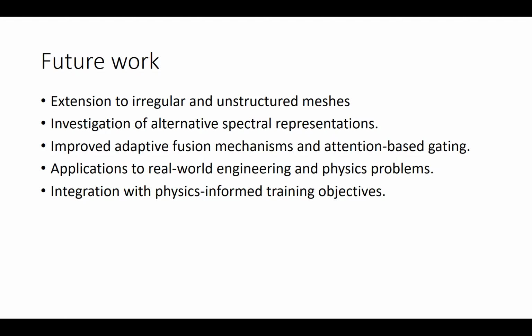Addressing this via generalized coordinate mappings or non-uniform fast Fourier transforms will allow us to tackle highly complex, real-world engineering geometries. Second, we plan to investigate alternative spectral representations. While Chebyshev polynomials are phenomenal for boundary value problems, exploring spherical harmonics or localized wavelet transforms could yield a massive performance boost for climate modeling or astrophysics applications. Third, we aim to design even more sophisticated adaptive fusion mechanisms.